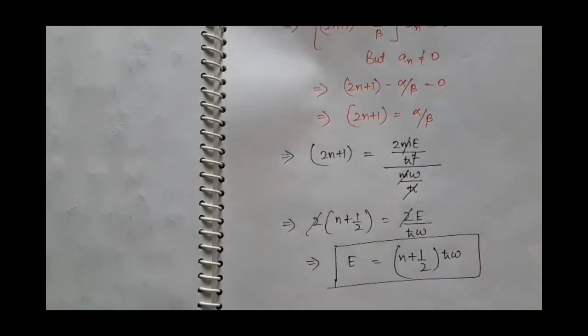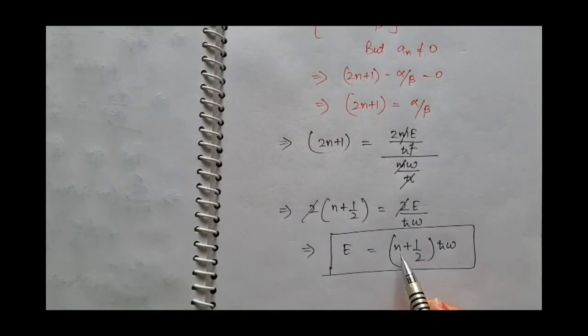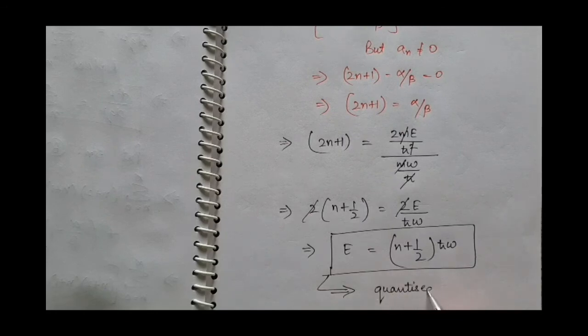So corresponding to n equal to 0, the minimum energy of the oscillator is not 0, it is half h cut omega, which is known as the zero point energy of the oscillator. And from here, it is concluded that the energy of the simple harmonic oscillator is quantized.